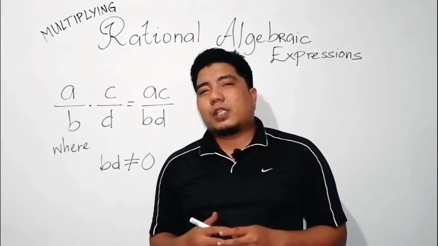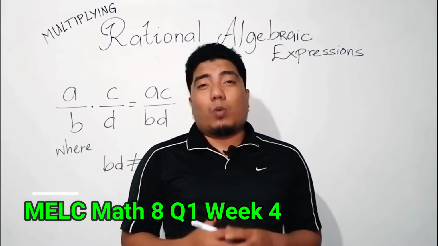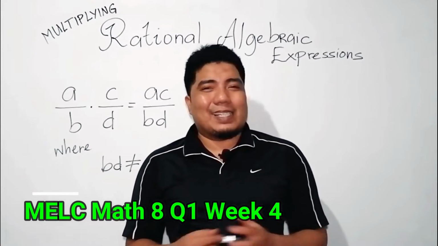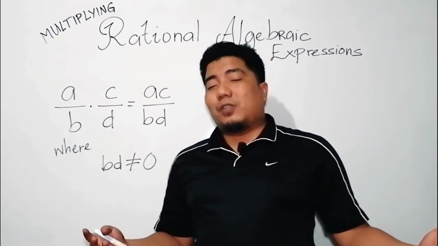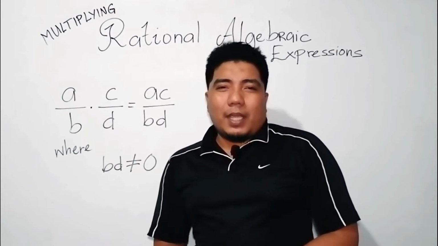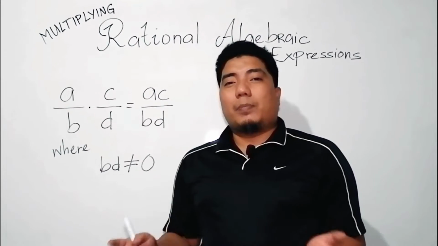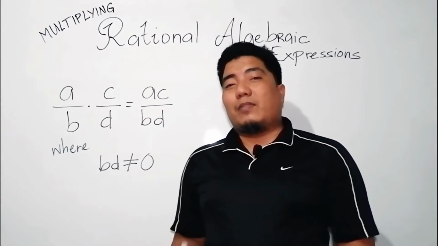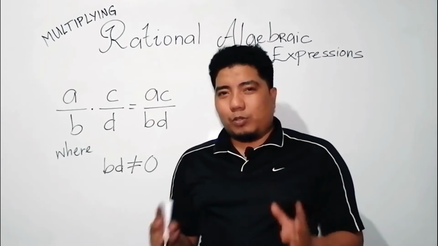Today, we're going to discuss the most essential learning competency-based lesson for Quarter 1, Week 4 of the Grade 8 Mathematics. Now, let us start. We have already discussed from our previous videos the meaning and the definition of a rational algebraic expression. These are basically a combination of rational numbers, constants, and variables, and the denominator must not be equal to 0.